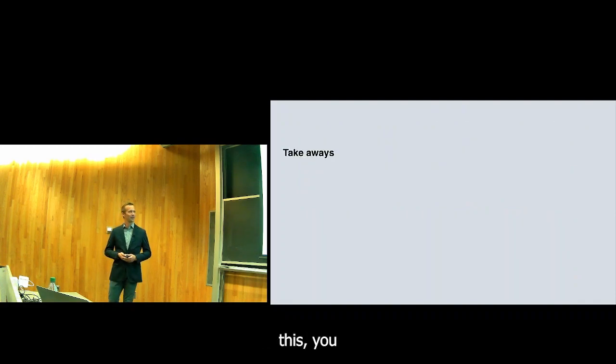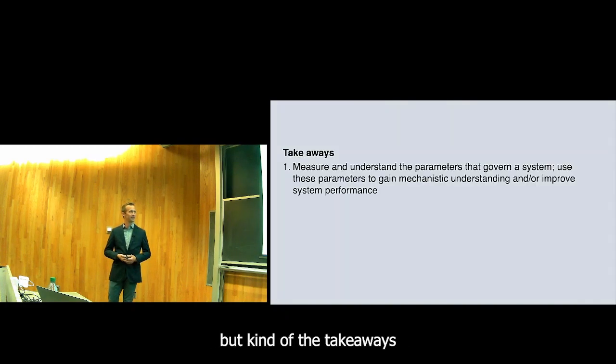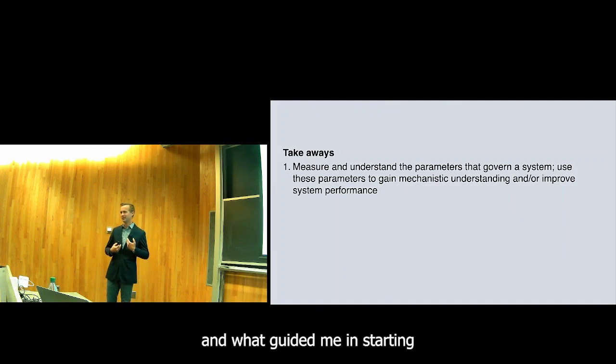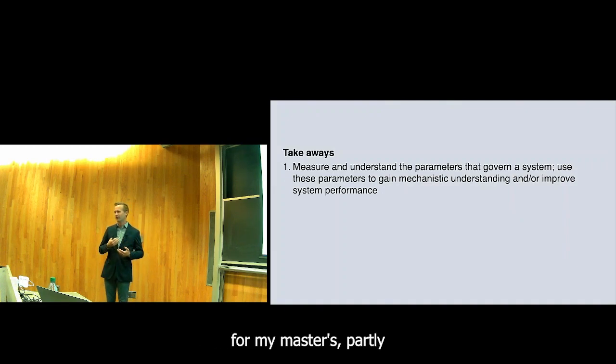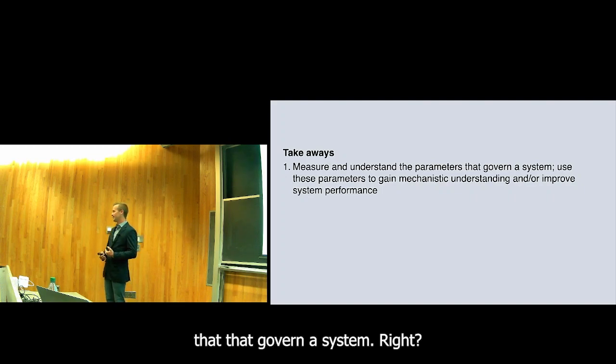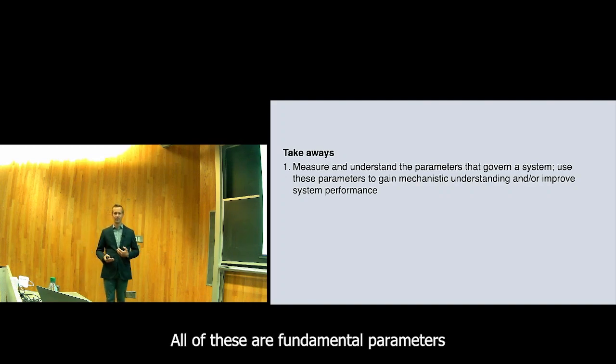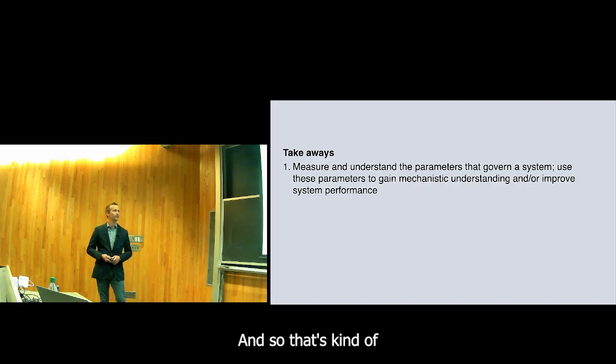So, I share all this, partly for the students, but the takeaways that guided me in starting my research group are partly from my master's, partly from my PhD. My advisors tended to want me to focus on measuring and understanding really the core parameters that govern a system, right? So don't just measure transformation rates of your target compound. What is the rate constant? What is the actual hydroxyl radical steady state? What is the quantum yield? All of these are fundamental parameters that govern the system. And so that's kind of what I've taken.